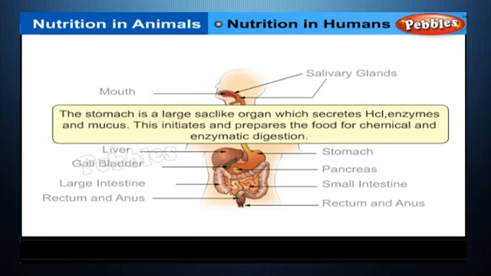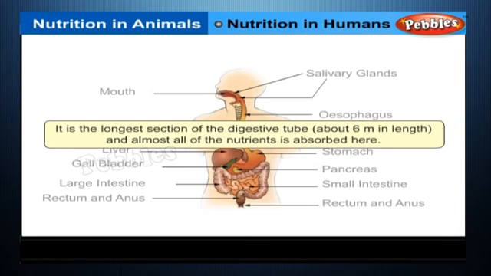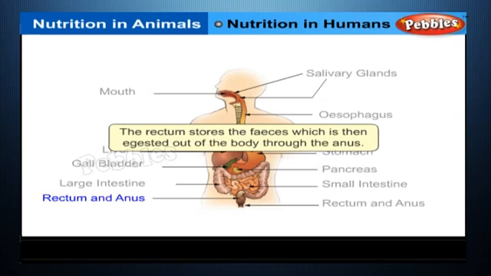Stomach. The stomach is a large sac-like organ which secretes HCl, enzymes and mucus. This initiates and prepares the food for chemical and enzymatic digestion. Small intestine. It is the longest section of the digestive tube, about 6 meters in length, and almost all of the nutrients are absorbed here. Rectum and anus. The rectum stores the feces, which is then egested out of the body through the anus.